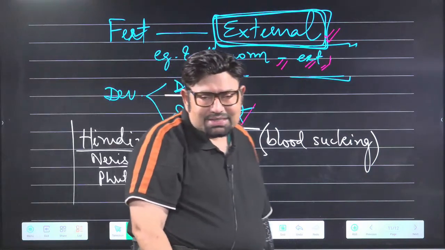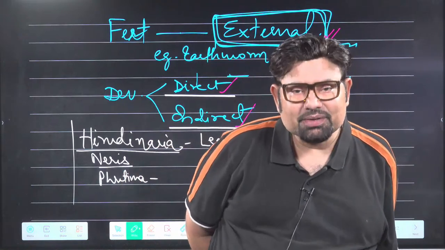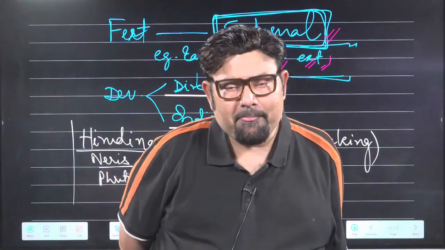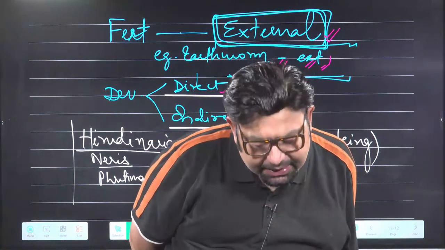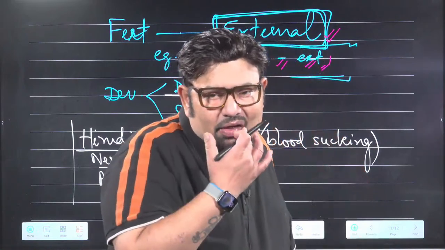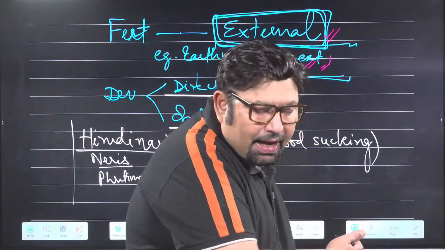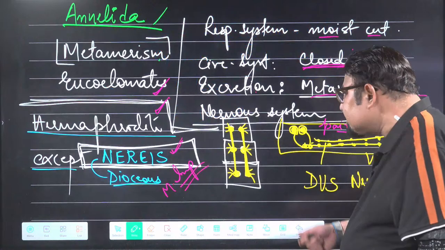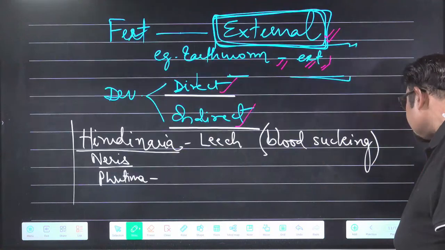Bacho, that's all about Annelida. Yes, anyone? Open type, leech? Yes, open type circulatory system in leech. If you read the textbook and notice highlighted points: first time you have got dioecious organisms starting from Aschelminthes, and first time metamerism and true coelom starting from Annelida. This will help you.